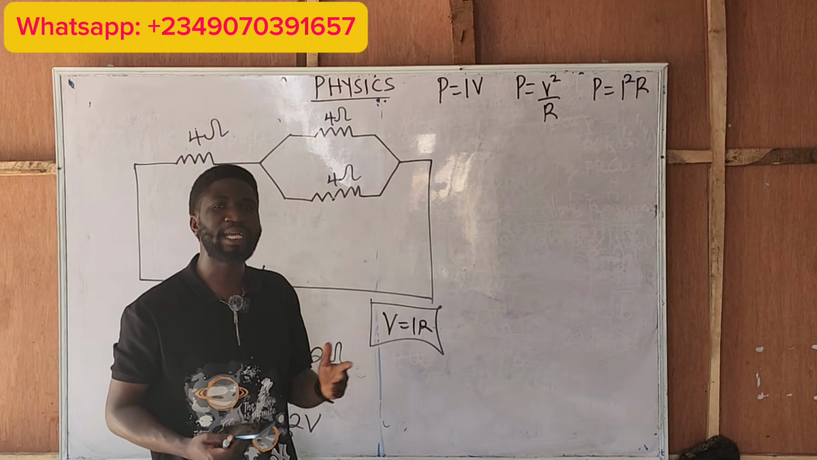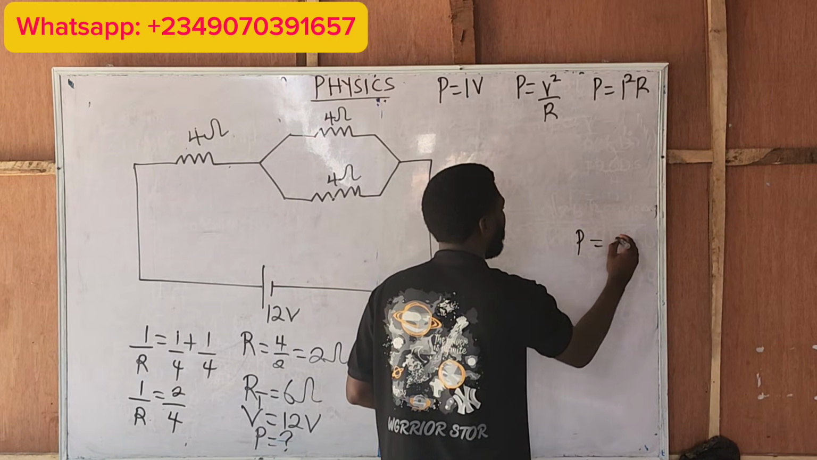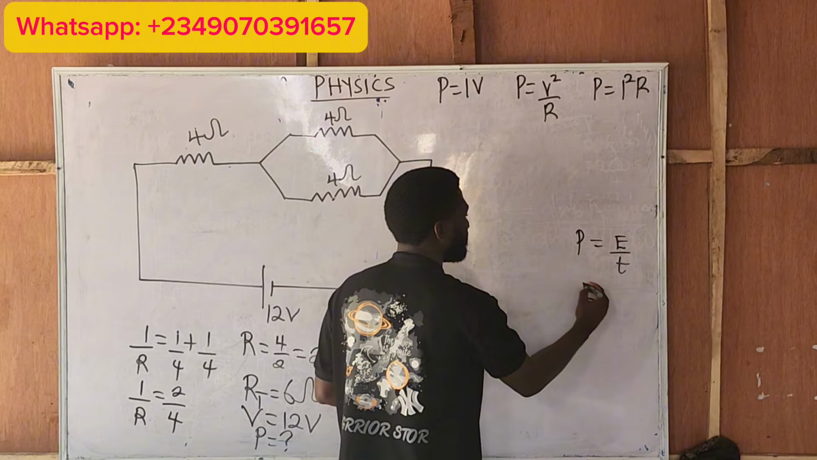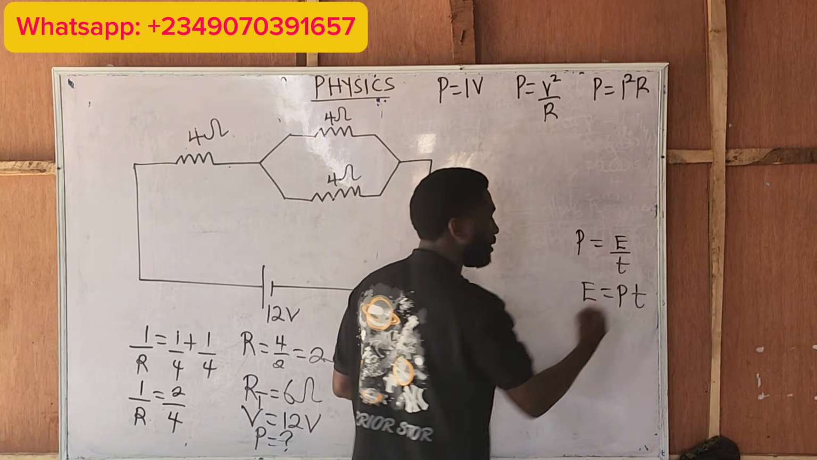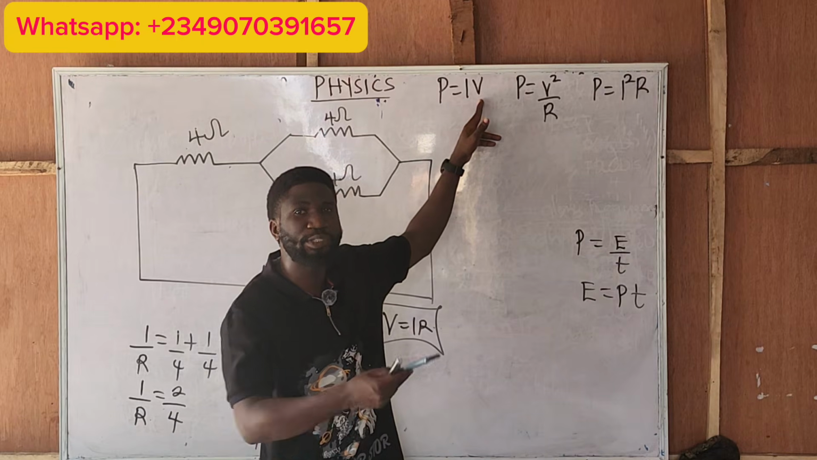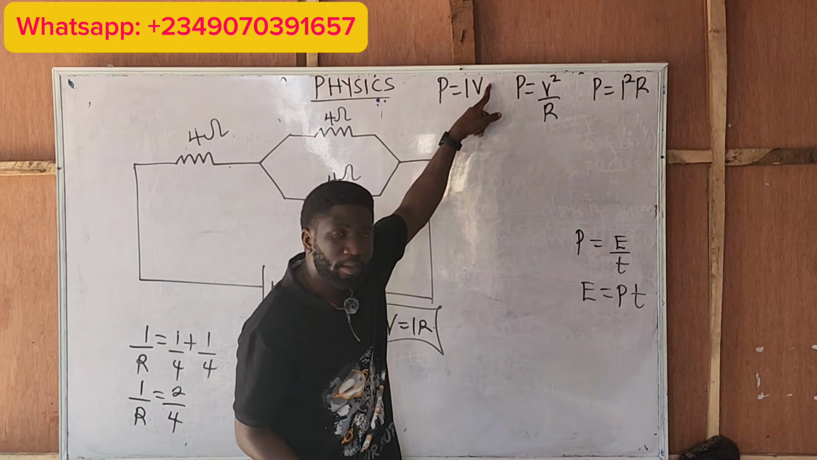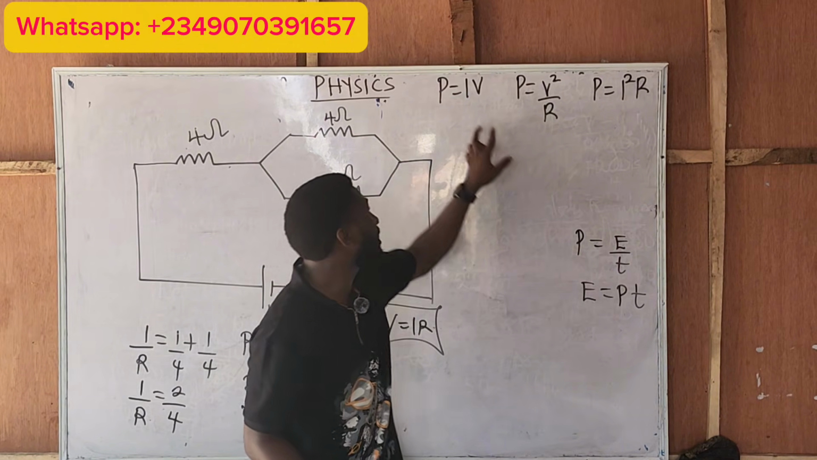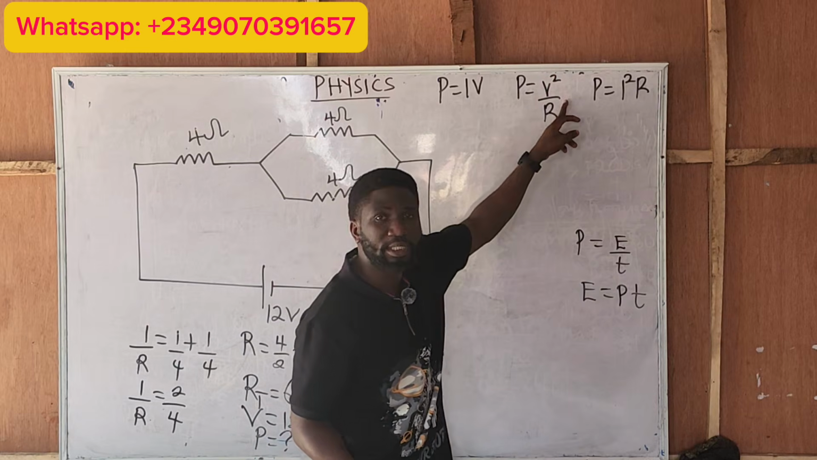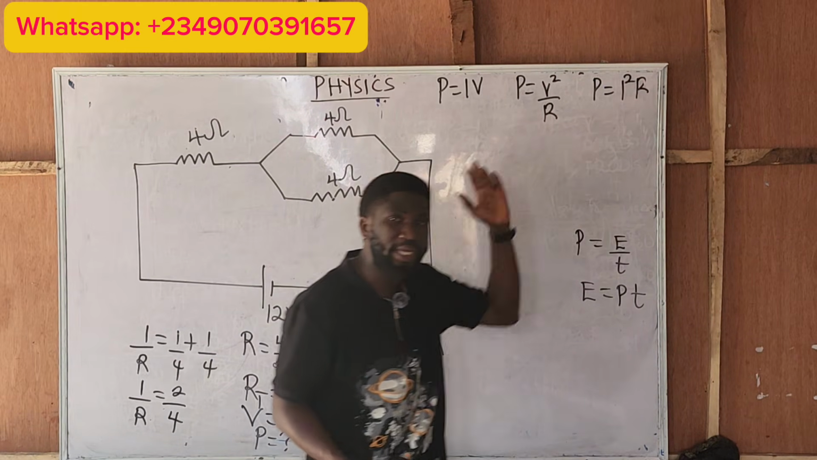You can also be told to find the energy. You know that power equals energy over time. So if I want to get energy, energy will be power multiplied by time. If power is IV, then energy will be IVT, because energy is PT and P is IV. So just put T here. Here will give us V squared over R times T. Here will give us I squared R times T, in case of energy.